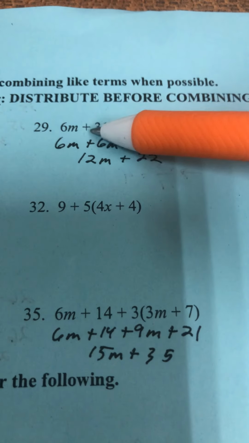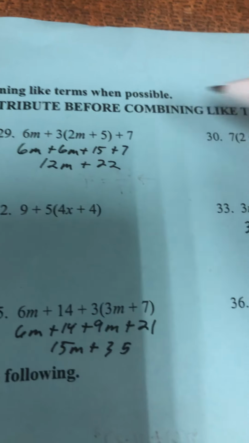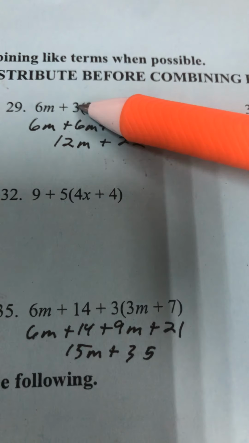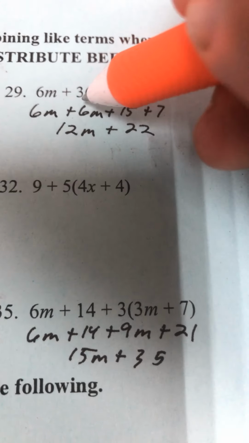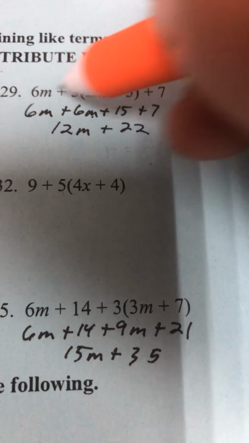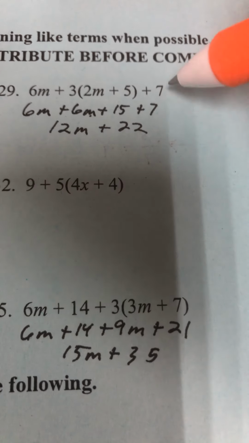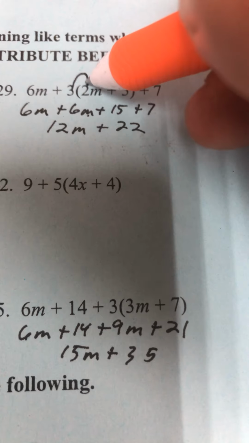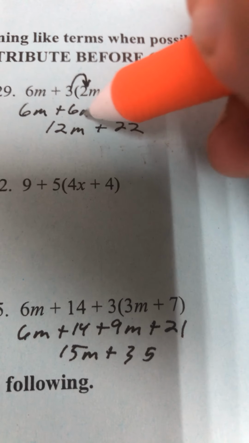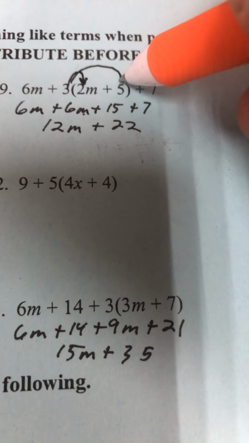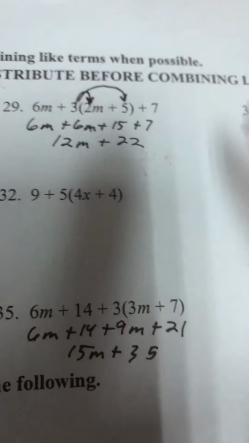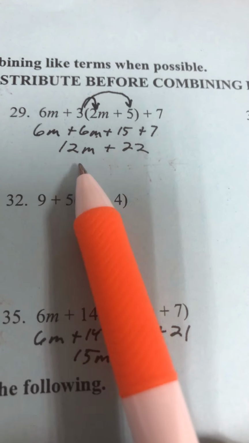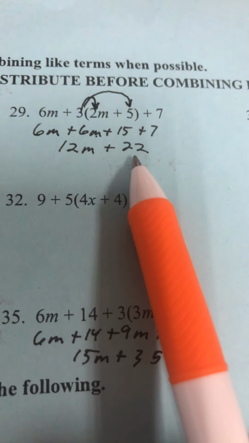We have to do a little bit of the distributive property before I combine the like terms. So I distribute this 3 to this 2m. So 3 times the 2m gives me 6m. That's why I wrote everything else and just brought everything else down. But this 3 multiplied by that 2 gives me 6m. And then 3 times 5 is 15. Now I can combine my like terms. The 6m plus the 6m is 12m. And the 15 and the 7 is 22.